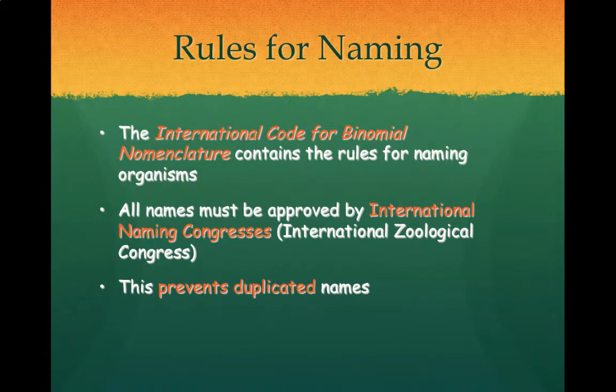So the rules for naming. The International Code for Binomial Nomenclature contains the rules for naming organisms. All names must be approved by the International Naming Congress, the International Zoological Congress, and this prevents duplicated names.